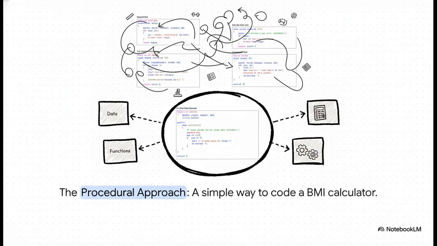Okay, take a look at this. It's a super basic BMI calculator, written in what's called a procedural style. You've got some data, like your weight and height, and you've got some functions that do stuff with that data. It's all just kind of mixed together. For a tiny program like this, it's fine, it's easy. But, and this is a big but, this style has a hidden and pretty dangerous flaw.